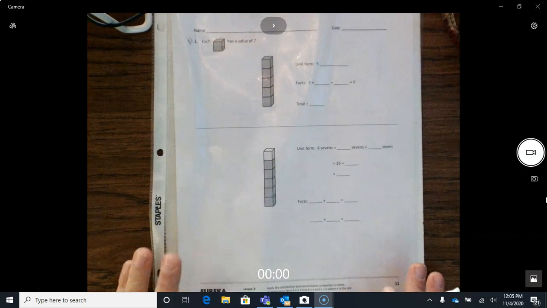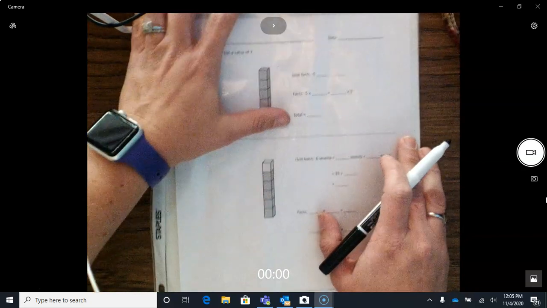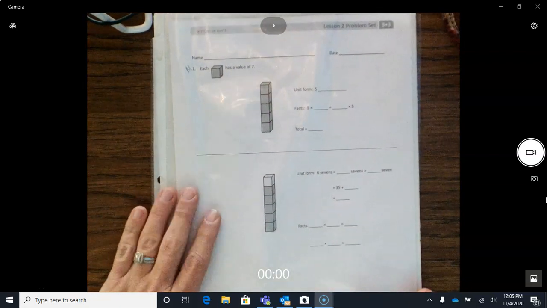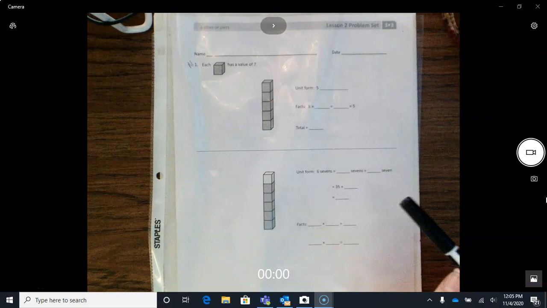All right, so you can erase your dry erase board, and you're going to need your Learn book again. We're going to do some work in our problem set together now. So if you'll turn back in your Learn book to page 11. Excuse me, and pause the video if you need to get settled again. But page 11, number 1. We're going to do the first part together, and then you're going to do the bottom part.